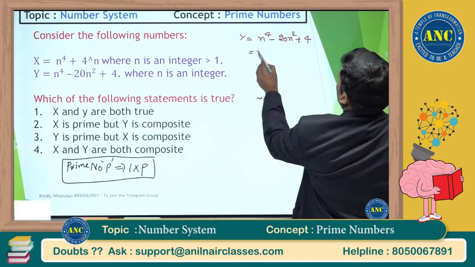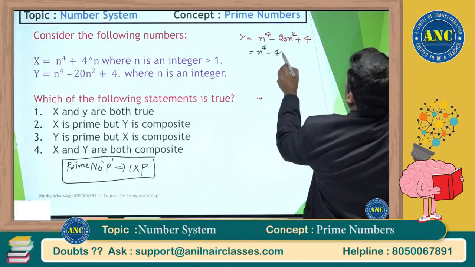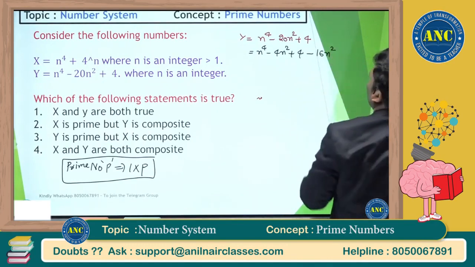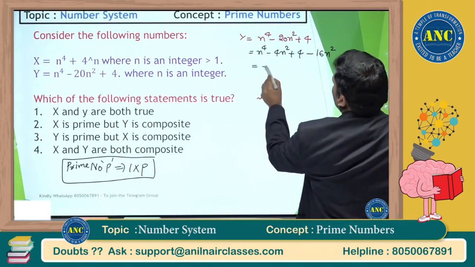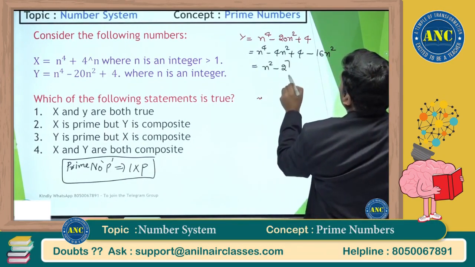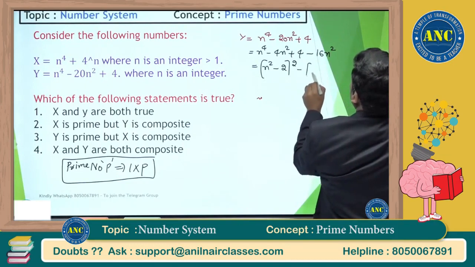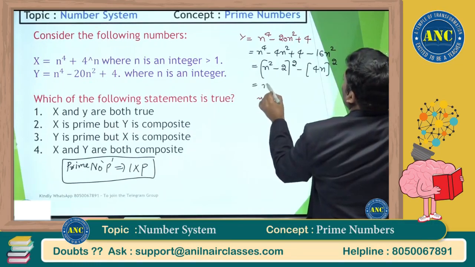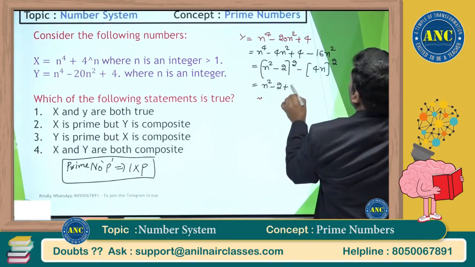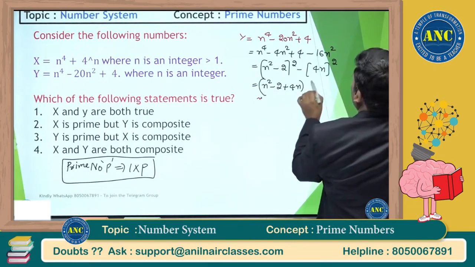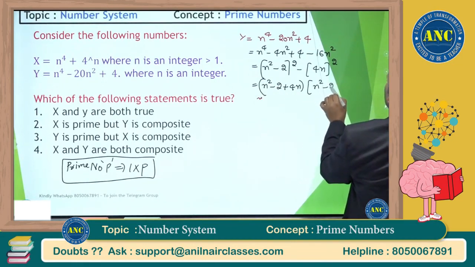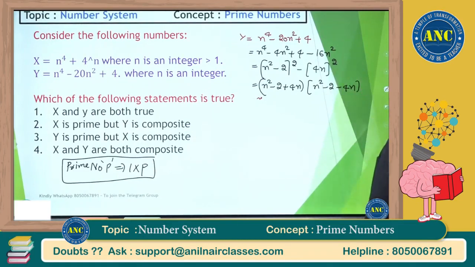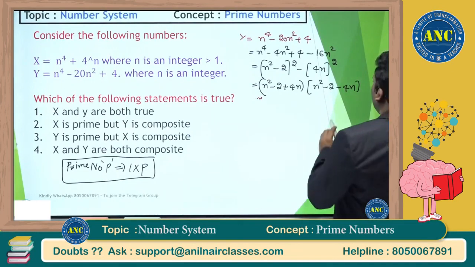Now see here. Can I write it like this? n power 4 minus 4n square plus 4 minus 16n square. Are you all with me? This is nothing but (n square minus 2) whole square minus (4n) whole square. This is (n square minus 2 plus 4n) times (n square minus 2 minus 4n). Are you with me? Yes or no?